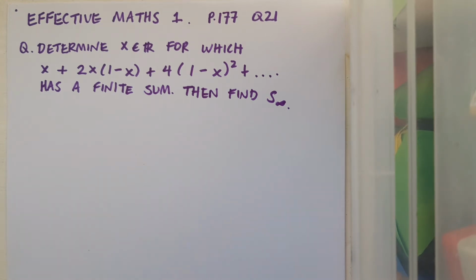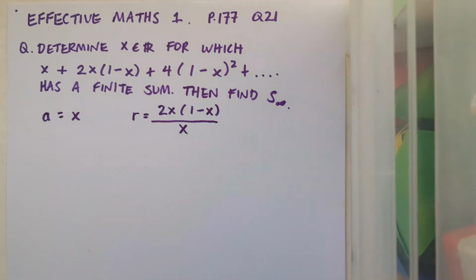As normal with sequences and series, it's a good plan to make a note of your a and your r at the beginning of the question. A, of course, is term 1, in this case that's x. R can be calculated as term 2 divided by term 1, and I can cancel that down in this case to give me 2 bracket 1 minus x. If you like, you can multiply this out, so r is 2 minus 2x.